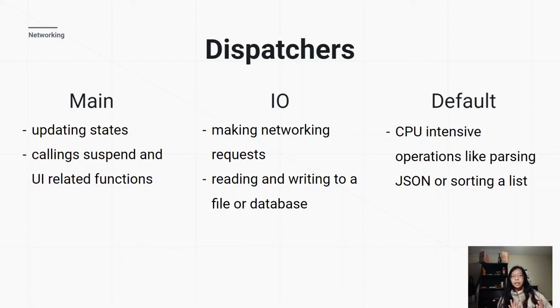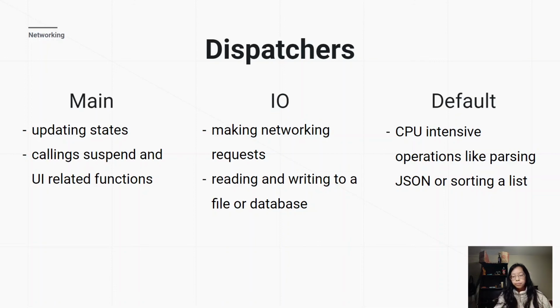Normally, if you're updating your state in terms of architecture, or you're running suspend or UI-related functions, you'll be using the main dispatcher. And it's important that you don't crowd this too much because you are running a lot of UI-related stuff on the main dispatcher. This is why networking requests or any really intensive requests like file IO requests, or even writing to a database, are all done on the IO dispatcher. And then generally any intensive operations like parsing a list or sorting a list, you will put on a default dispatcher.